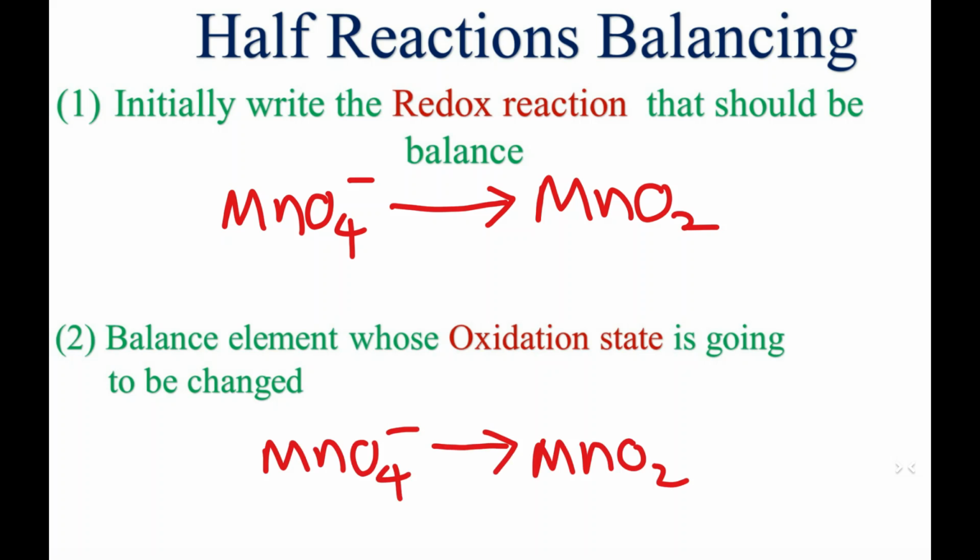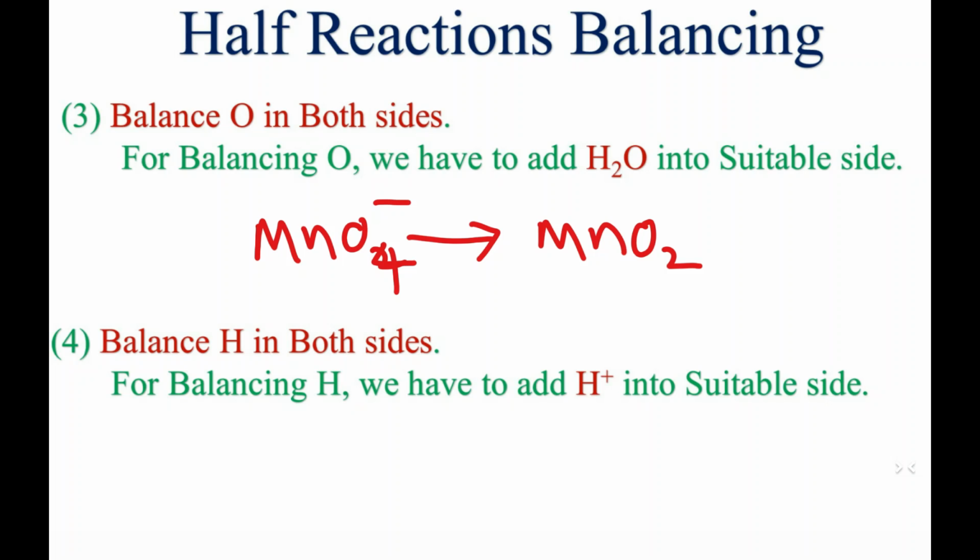So this is the reaction we have to balance. Firstly we have to balance oxygen, thereafter hydrogen, and finally electrons, that means charge on both sides. MnO4 minus becomes MnO2. You can see on the left side there are 4 oxygen atoms, on the right side there are 2 oxygen atoms, so we have to use 2 H2O molecules on the right side to balance the number of oxygens. Thereafter we have to balance hydrogen. For that we have to use 4H plus on the left side of this reaction.